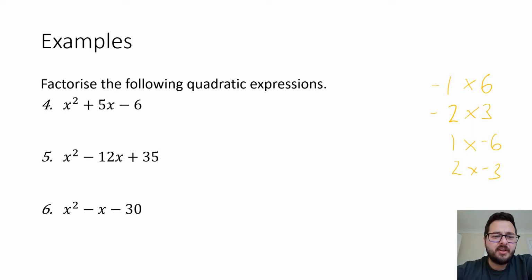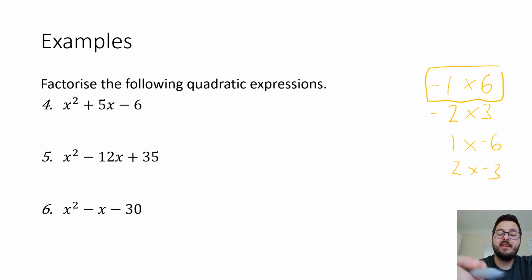Now, which one of these is going to give us 5? Well, it's going to be 6 minus 1. Yeah, so 6 minus 1 is 5. So this is going to be x minus 1, x plus 6. Okay, next one. x squared minus 12x plus 35.